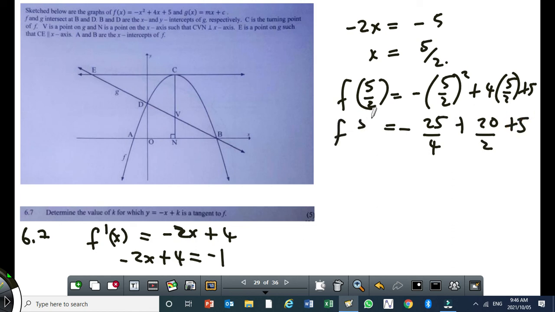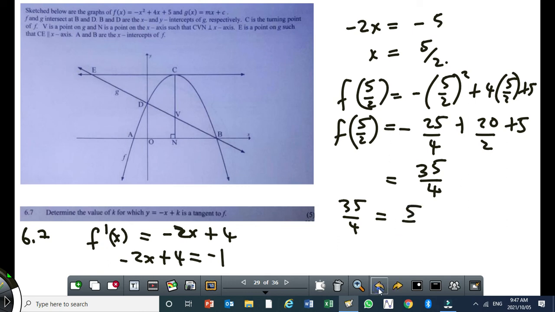Can you simplify that for me? Minus 25 over 4 plus 20 over 2, which is 10, plus 5. You get 35 over 4. Then, to find the y-intercept, you just have to substitute those two values. Where there is y, I'll put this 35 over 4. Where there is x, I'll put the 5 over 2.